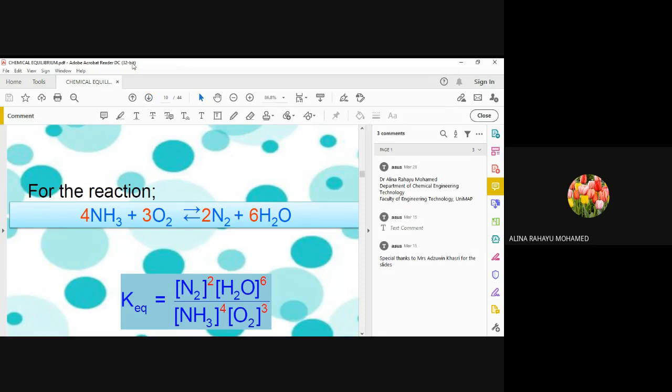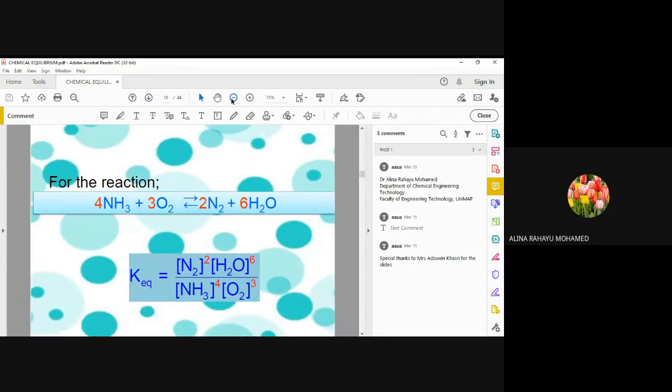Now, for the reaction of 4NH3 plus 3 moles of O2 in equilibrium with 2 moles of N2 plus 6 moles of H2O, we have Keq, which is the concentration of nitrogen to the power of 2 times the concentration of water to the power of 6 over the concentration of ammonia to the power of 4 times the concentration of oxygen to the power of 3.